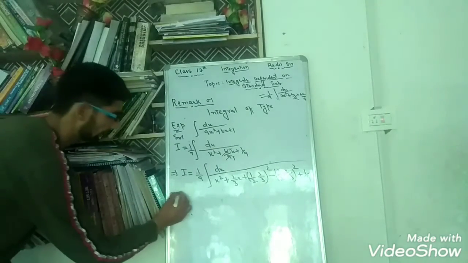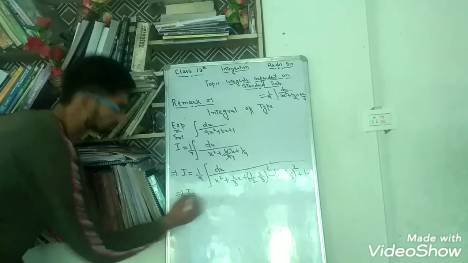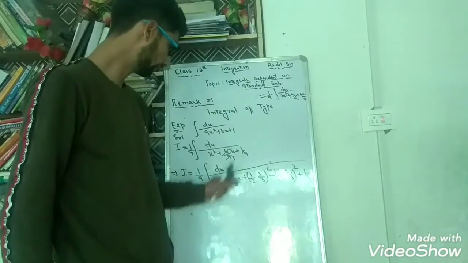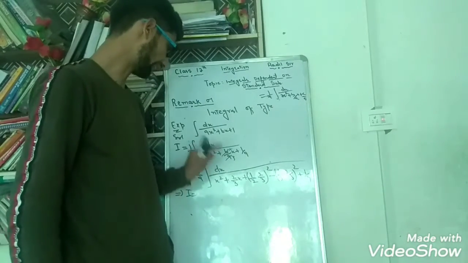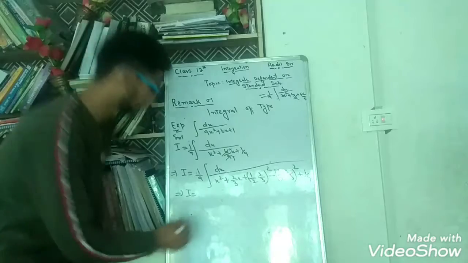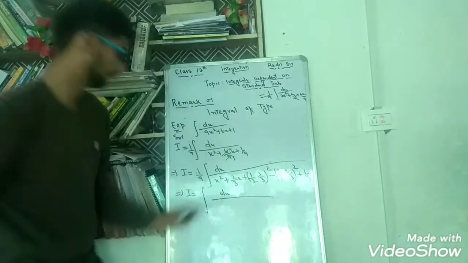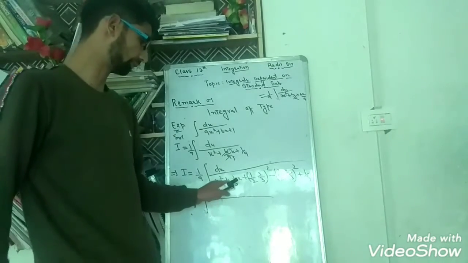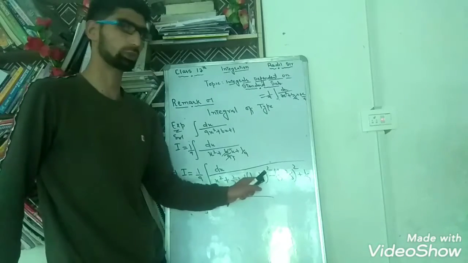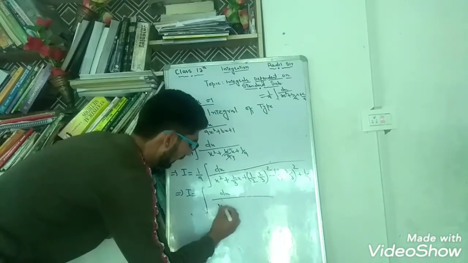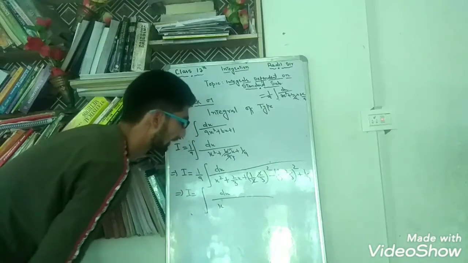Now after that, when you check, you have to express this denominator as the sum of the squares of two expressions. Here, check: it is dx, but here it will be a square plus 2ab plus b square. It will be a square plus b square, that is x square. 2 and 2 cancel out.